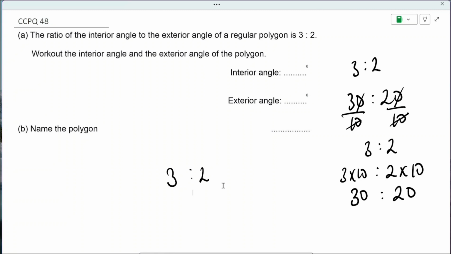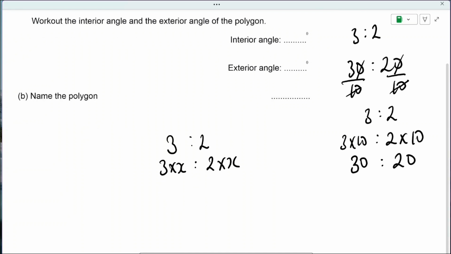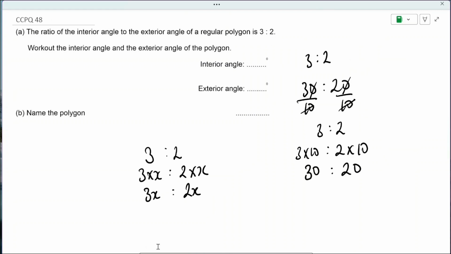So let's say to get them back, we multiply both sides by x. So we have 3 times x ratio 2 times x. 3 times x is 3x, 2 times x is 2x. So we have the actual values as 3x for the interior angle and 2x for the exterior angle. It's the ratio of the interior angle to the exterior angle. So we have 3x as the interior angle. You can say it's int for interior. Then for exterior, which is 2x, is ext.